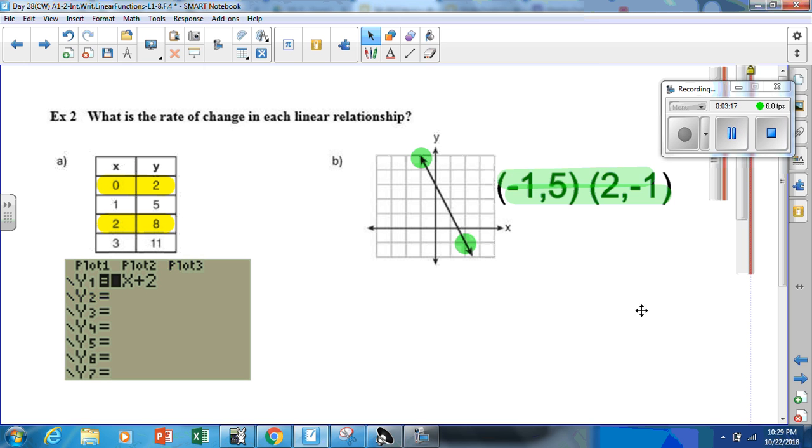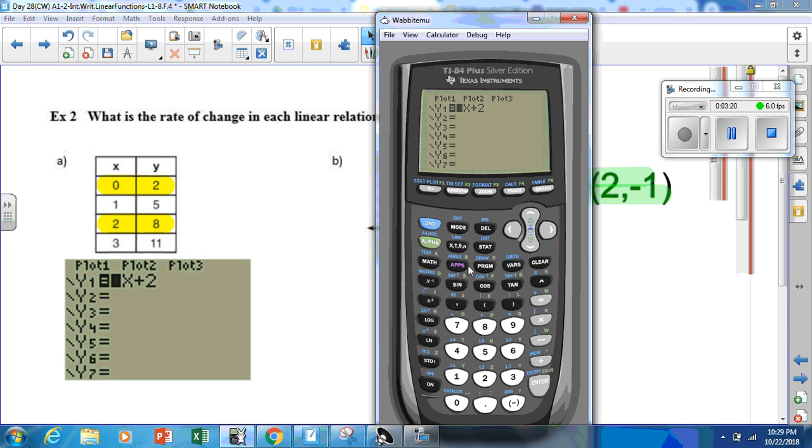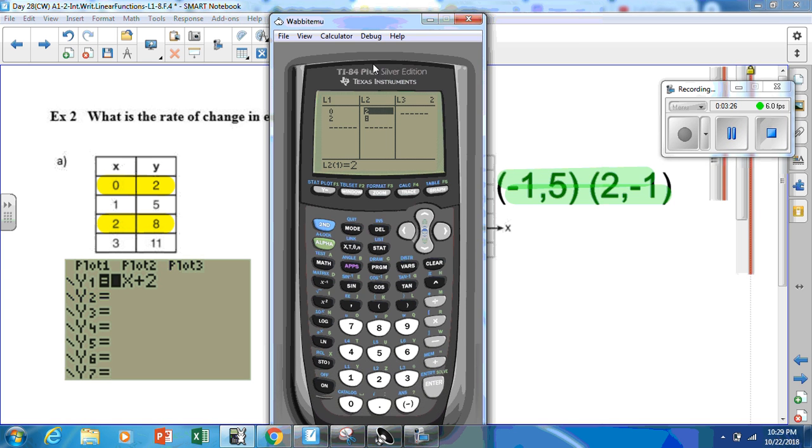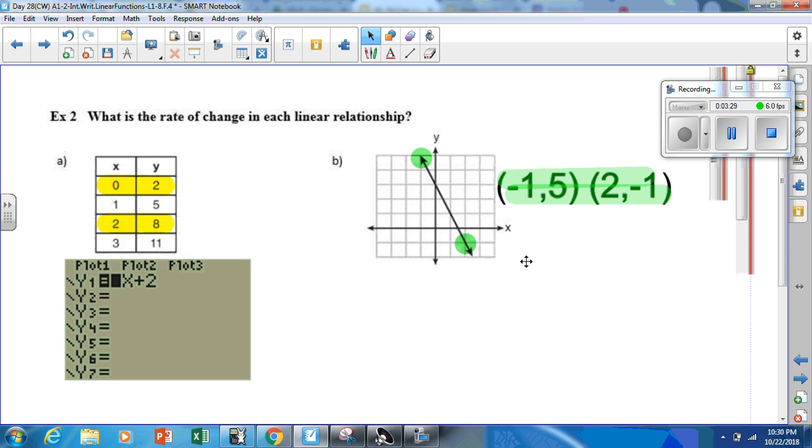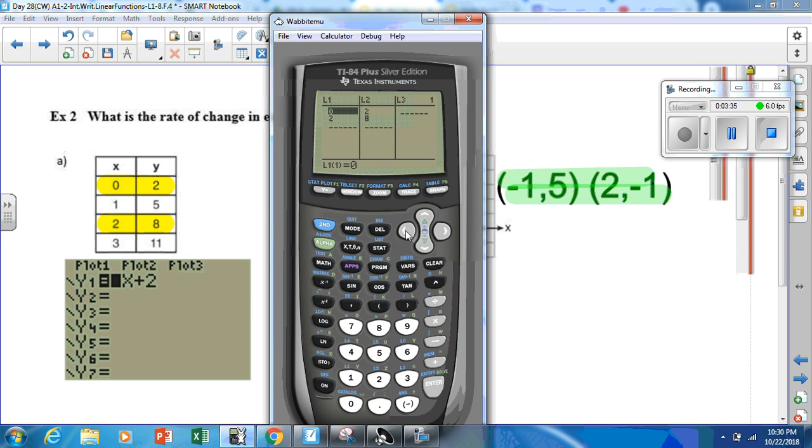Okay. Go to your calculator. Go back to stat. Go back to edit. What are we working with? We're working with -1, 5. And let's put it in. Clear. Enter. -1 is here. Put that in there. 5 is here. Put that in there. Scroll to the right. There's 2. Enter. Oh, let's clear that out. I thought it was clear. Clear. Enter. I need a 2. Enter. And I need a -1. Enter.